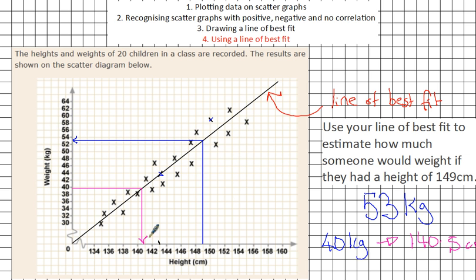So you can go either way. You just look for the one that they're asking you about. For this one it was 149, and then you go up and across. If they ask you to find out information about someone that weighs 40 kilograms, you go across and then down. And that's it. That's the main questions they'll ask you about a scatter graph.